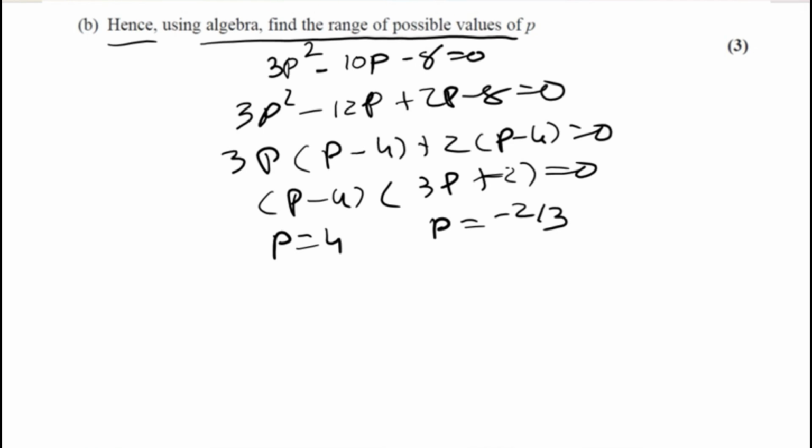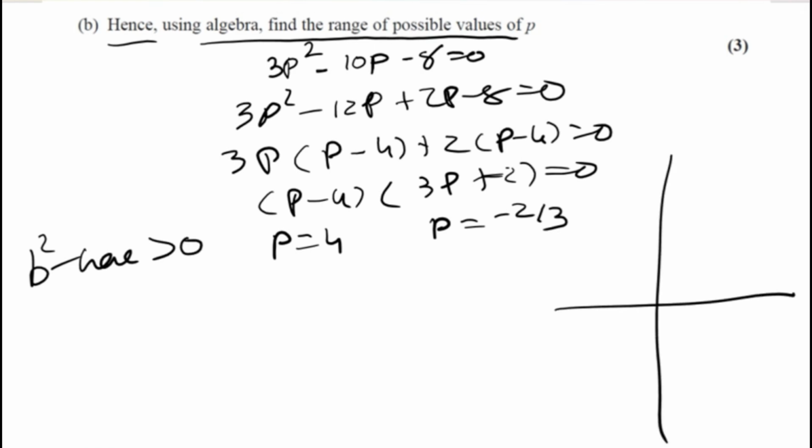Now as you can see here, our inequality is greater than 0, because we know b squared minus 4ac is greater than 0. So try to sketch a graph. In the next topic you will learn how to sketch a graph for a quadratic equation.